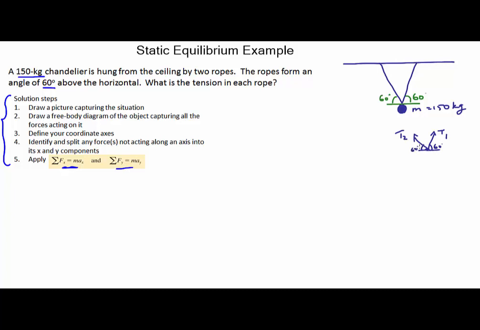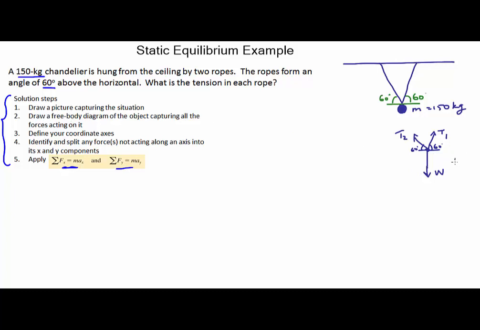Remember, tension is a pulling force that acts along the rope. There are no other contact forces, and since this is near the surface of the earth, we have the weight as a long-range force to consider. So here's the weight of the chandelier. Okay, we've got the free body diagram, and now it's time for us to choose the axes.